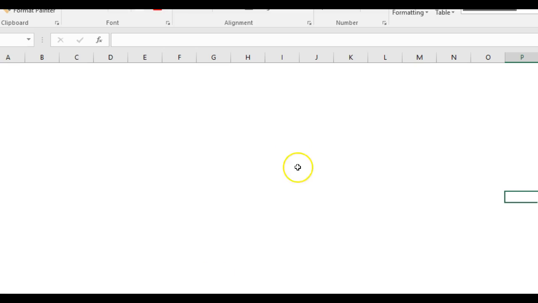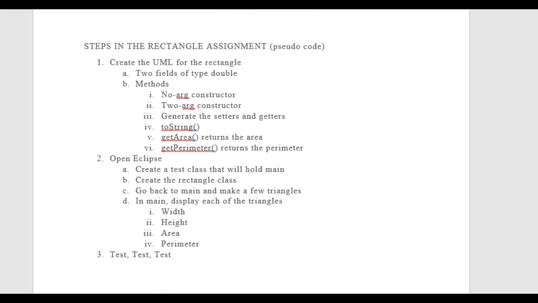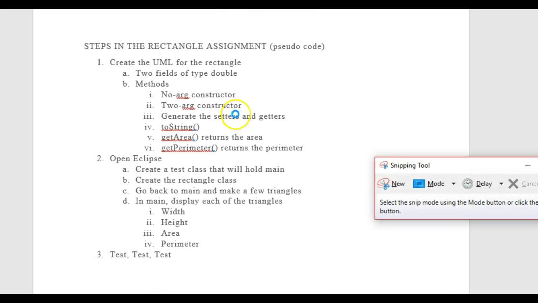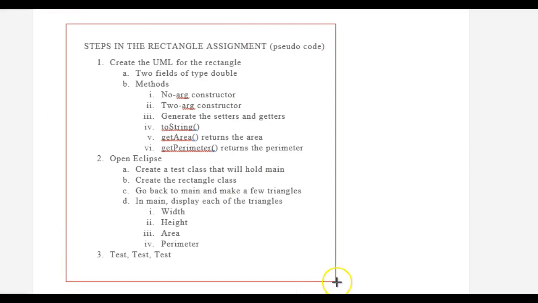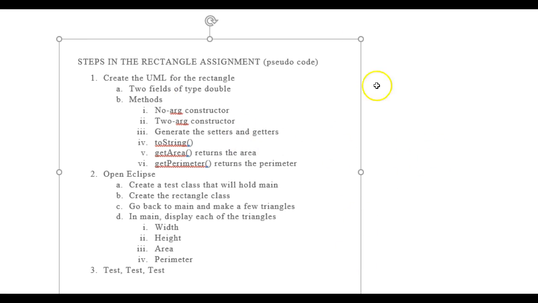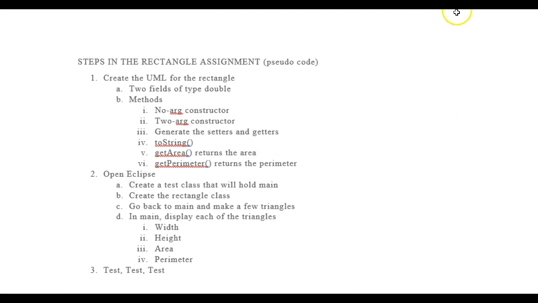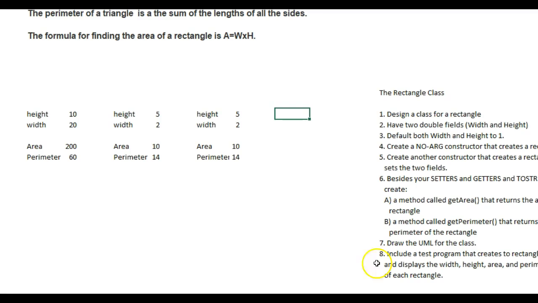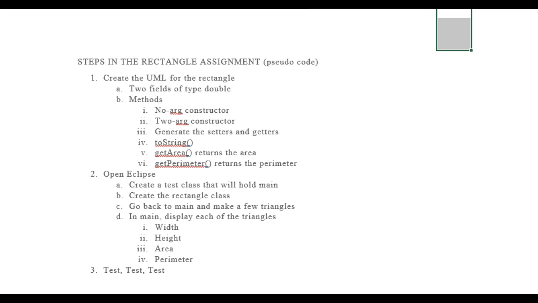The next thing I did is I went to that Microsoft Word document over here, and I used the snipping tool, and I just took that Word document, my pseudocode, and I copied it and I pasted it over here in Excel. So over here in Excel, I have my test data, my assignment, my definitions. There's my pseudocode.